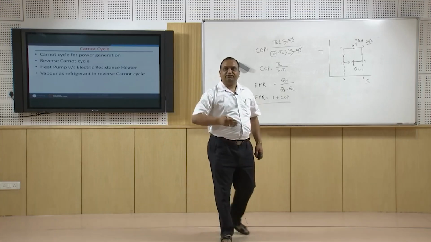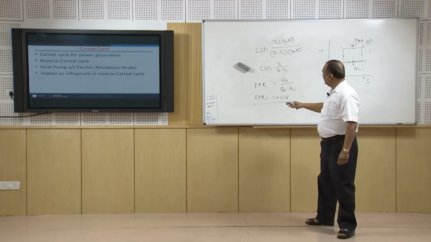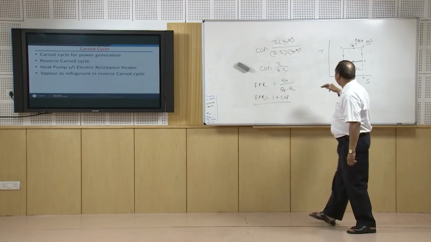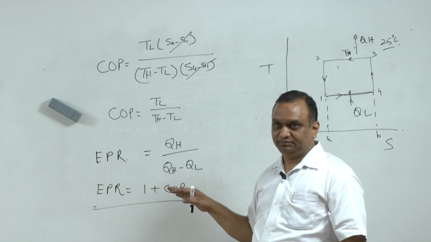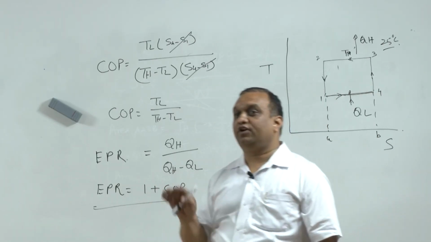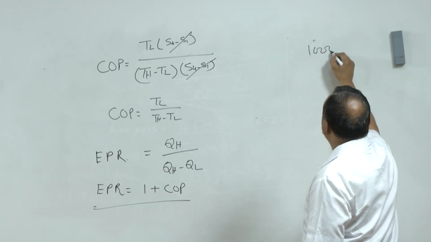Suppose for an air conditioner or refrigeration cycle, the COP is 3. If you use that cycle as a heat pump, the energy performance ratio will become 4. Now, instead of using a room heater, suppose we want to heat a high-rise building with a 1000 kilowatt electrical heater. The energy consumed by the heater is 1000 kilowatt.